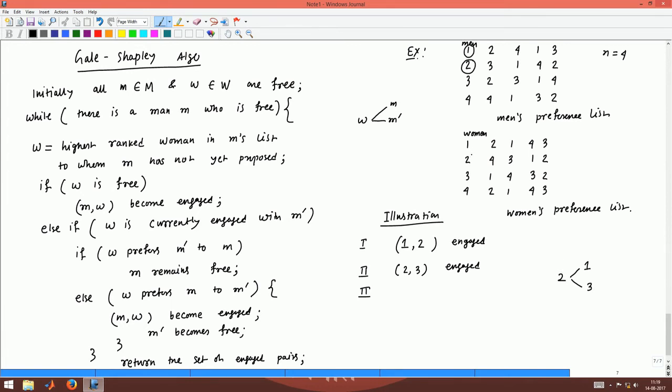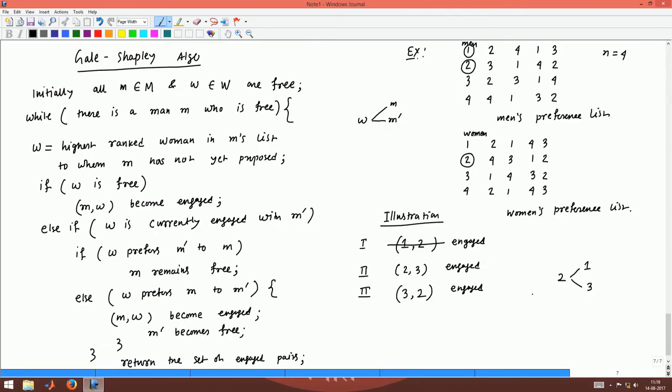Now, 2 will look at her preference list. So, look at the second woman's preference list and you can see that 3 is a higher ranked man in her preference list. So, she will break this engagement with 1. So, 1 will become free and 3 will be matched with 2. That means 3 and 2 will become engaged.